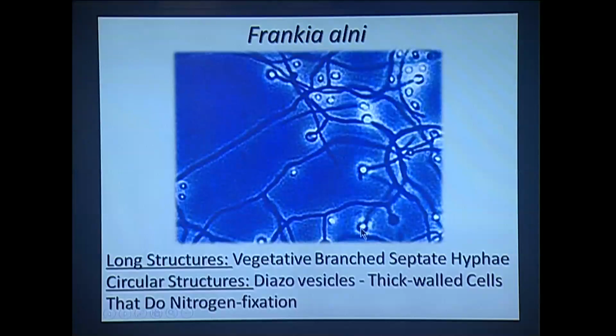So, most organisms which fix nitrogen generally have some means by which they can exclude oxygen from the nitrogenase enzyme. In this case, Frankia have the diazovesicles which you can see here, where they are compartmentalizing and not allowing much oxygen diffusion in these areas so that nitrogen fixation can be done.